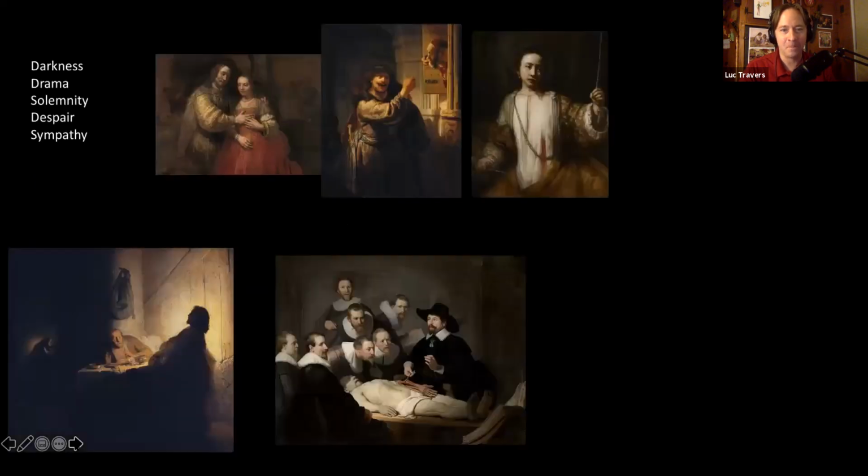So Rembrandt. Here are my 5 words. Darkness, drama, solemnity, despair, and sympathy. And I think the big one for me here is sympathy. It's one that I would not have had at the outset of this course, and maybe I didn't even have when we first explored Rembrandt and got to know him. But comparing him to other artists, maybe especially Goya and Waterhouse, that seems to be something that comes across a little bit more in many of his works. So darkness, drama, solemnity, despair, and sympathy.